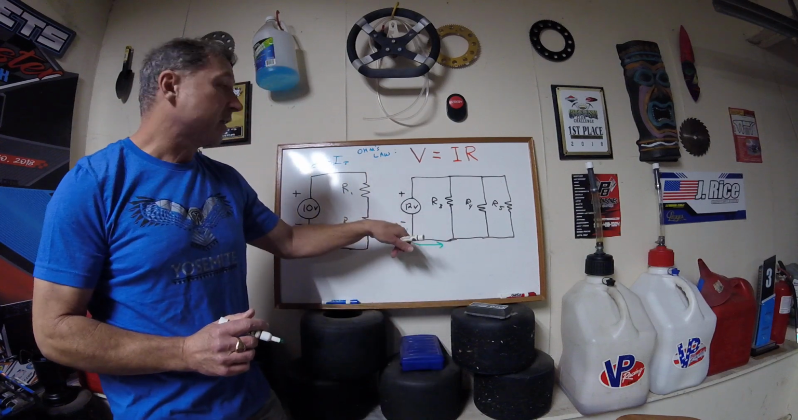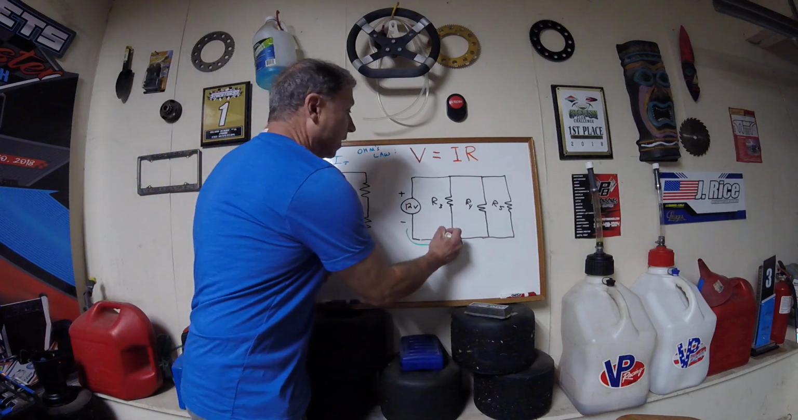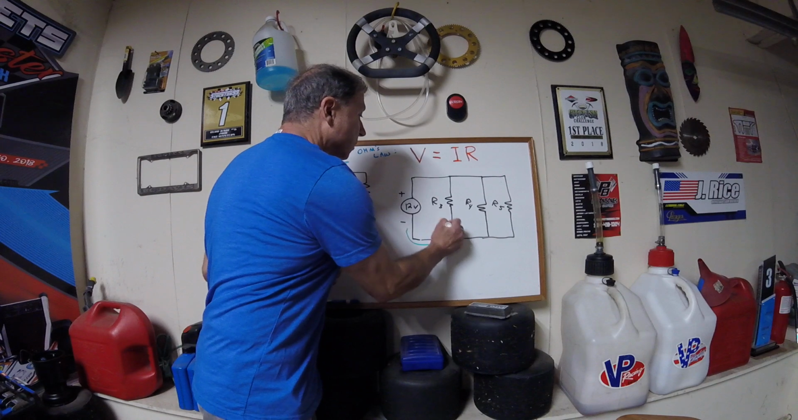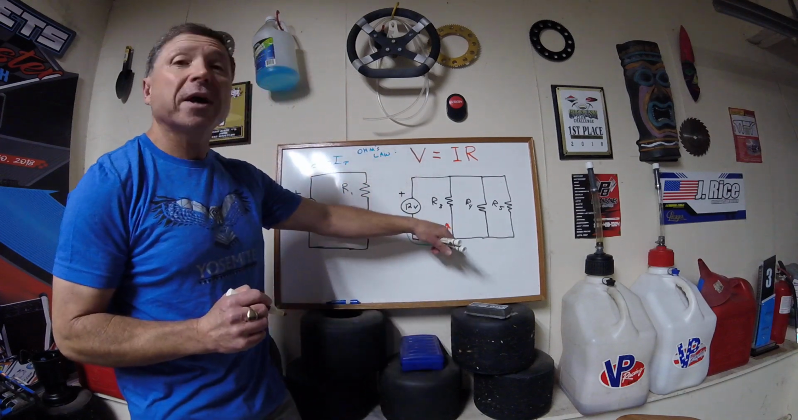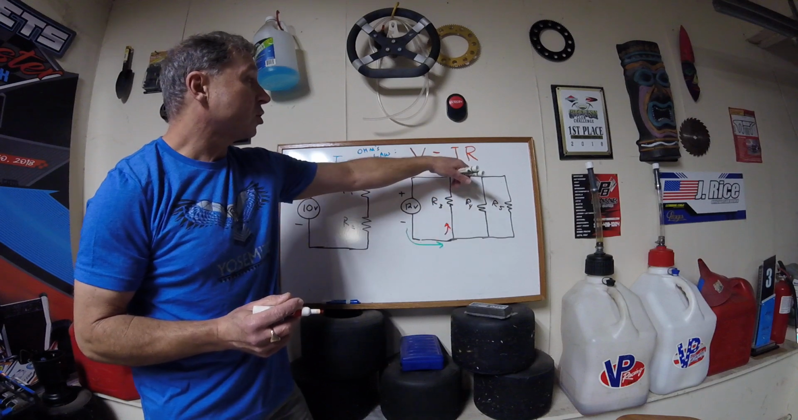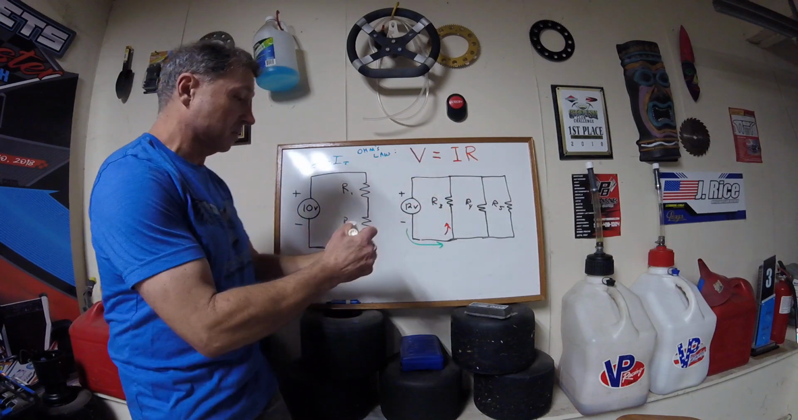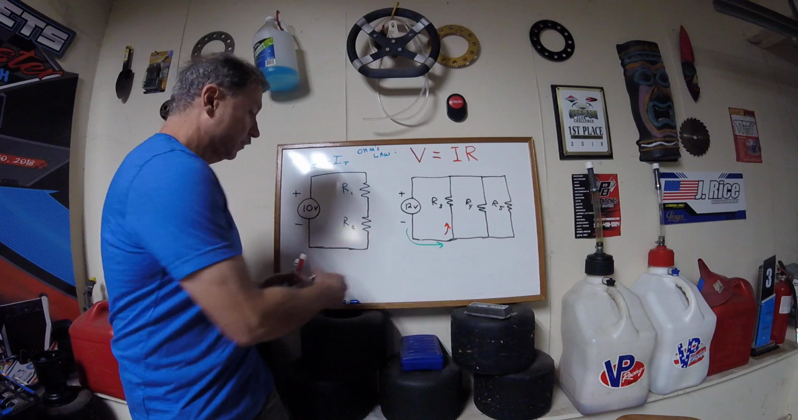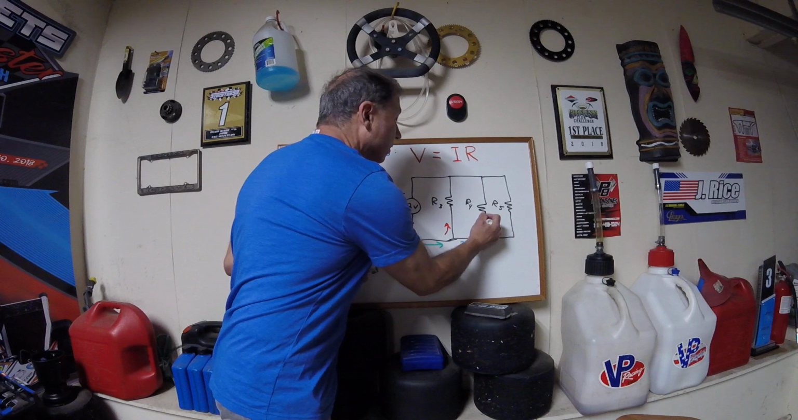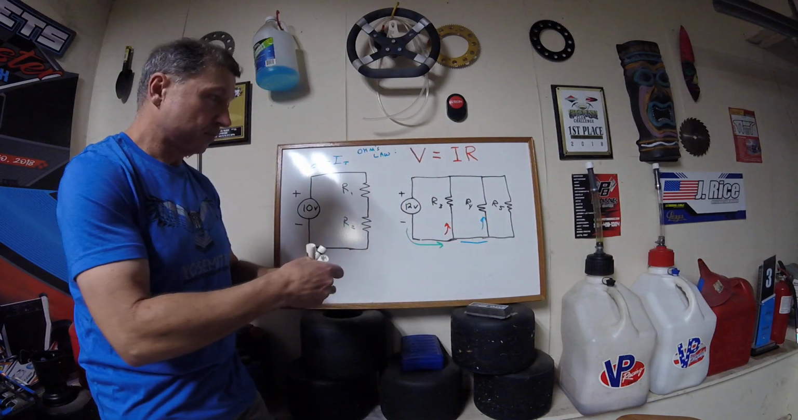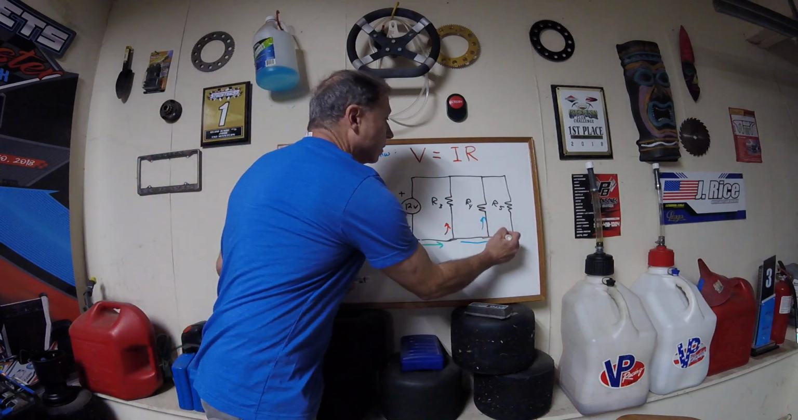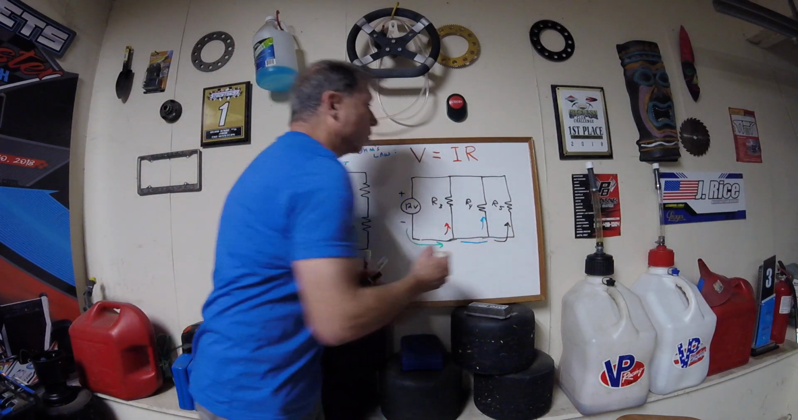Electrons will exit the negative side of the supply, and some of them will go this way to R3. And how many? We look at Ohm's law, and that will determine how much current is flowing based on the resistance. Some of the electrons will carry on, go through R4 like so. And some will go into R5.